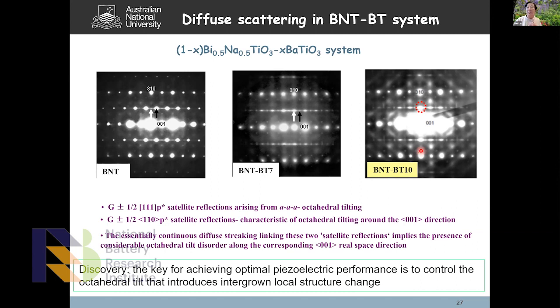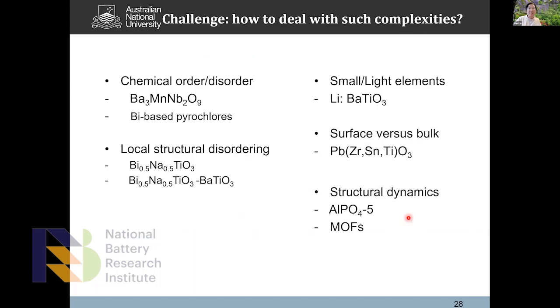So that tells you in the morphotropic boundary region, there is no average structure change, only local structure change to a certain extent, and then suddenly it changes to another structure. So that is a local structure disorder, and that is how it will affect the property a lot. That's chemical ordering and structure ordering, in the general case.